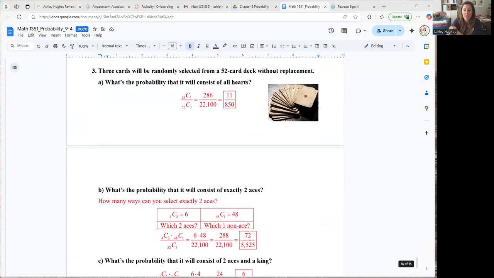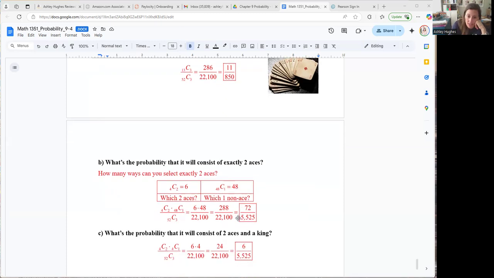What's the probability it would consist of exactly 2 aces? Well, how can you get 2 aces? How many total aces are there? 4. And how many aces are we going to draw? 2. So you're doing 4 choose 2. And then what's the total non-aces? The total non-aces is 48, choose 1. Because 48 plus 4 gives us the 52 total number of cards. So there's 48 non-aces in the deck.